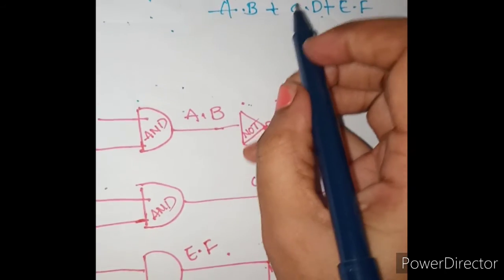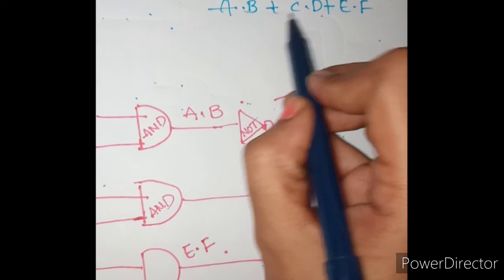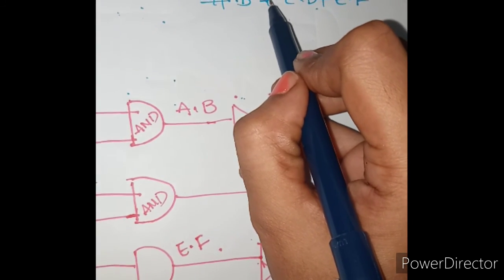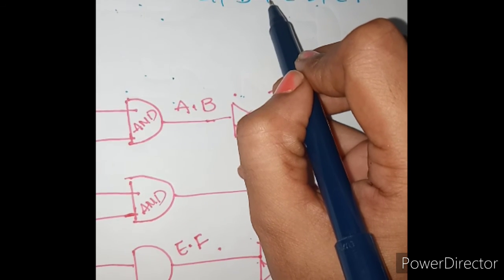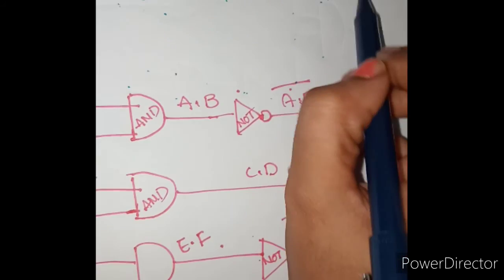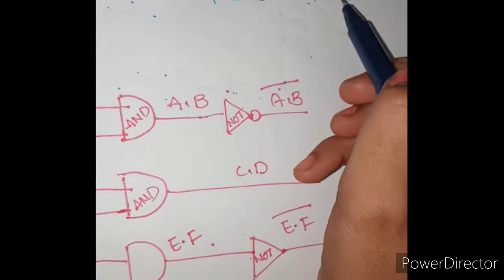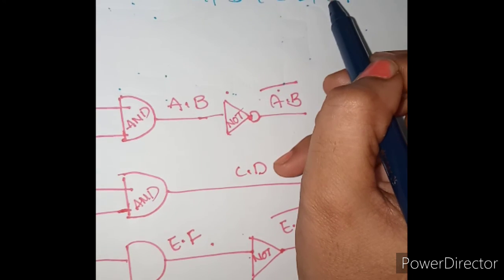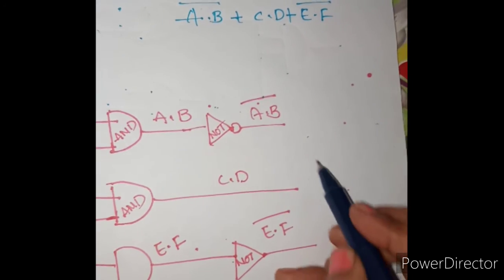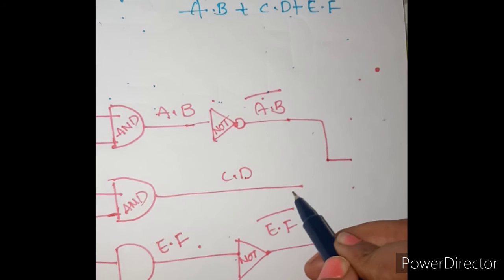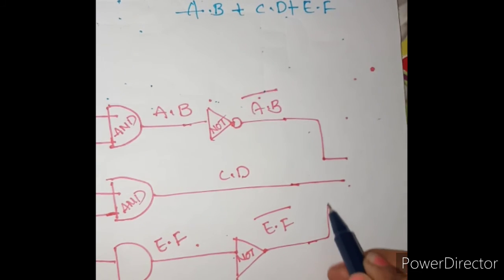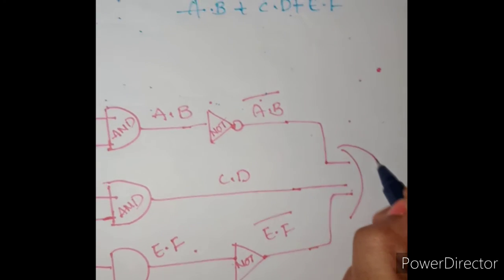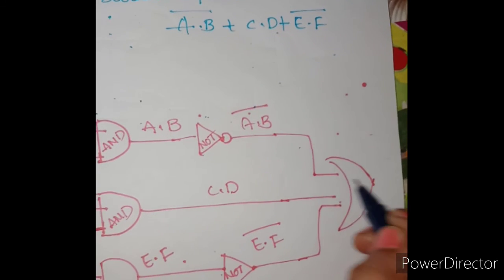Here observe, a dot b bar plus c dot d plus e dot f bar. Here in the middle a plus is there. Plus is nothing but an OR gate. So this expression is connected to the OR gate. These are all connected to the inputs of the OR gate. This is the OR gate.